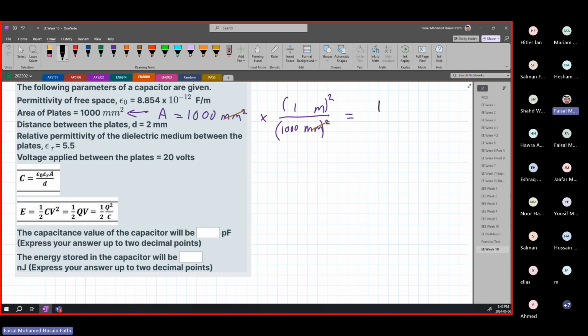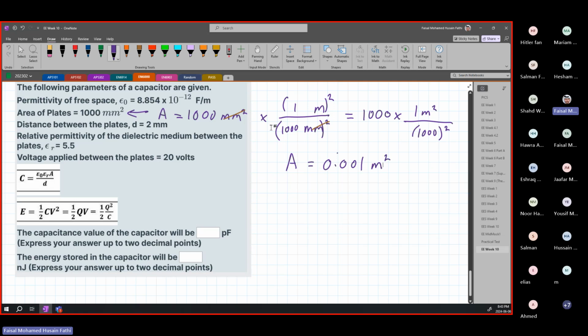So you are left with 1000 times 1 meter squared over 1000 squared, meaning 10 to the power of 6. So the area is equal to 1000 over 1000 squared, which is basically 1 over 1000, or 0.001 meter squared. All right. So make sure you know how to do this conversion. This is the most important thing. This is what they're going to be testing you on most of the time, because they give you all the equations. What they need you to understand is to have meters, not millimeters.